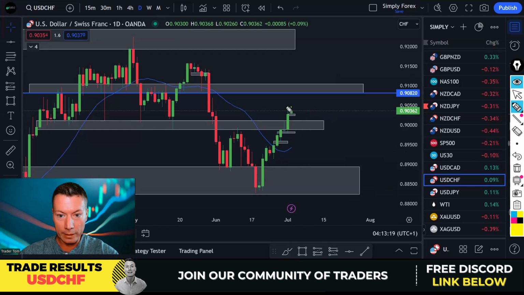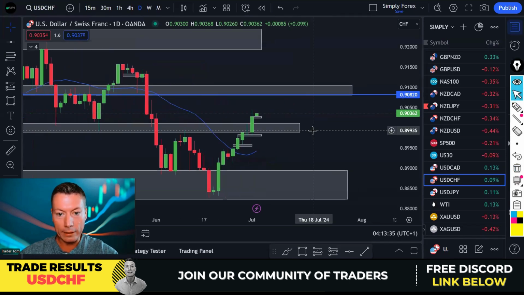And we got a nice big bullish daily candle. This candle here has clearly broken that level, and it has room to move up to this 9082 level, basically the next piece of resistance. All right, so that is the trade idea, to buy US dollar Swiss franc and US dollar strength.